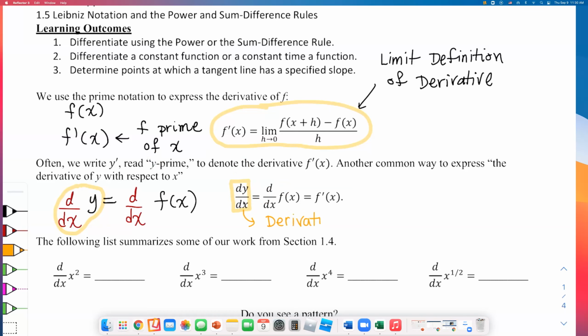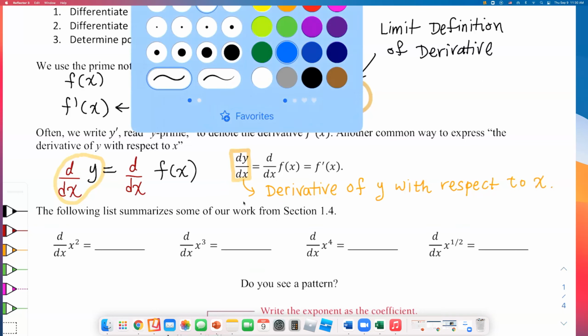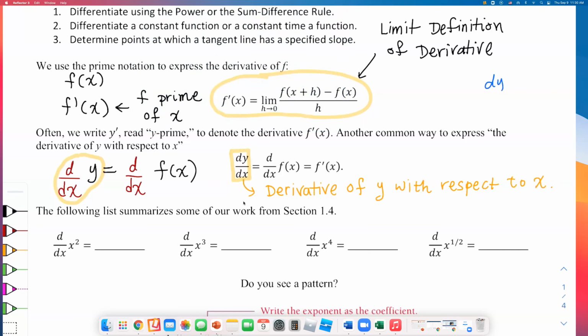dy over dx means the derivative of y, okay, what's on top of the fraction? Derivative of y with respect to x. And sometimes writing it this way will be better because sometimes we will find something like dy dt. Well, in that case, we are differentiating the function y with respect to what variable? T, but that's for later, okay?